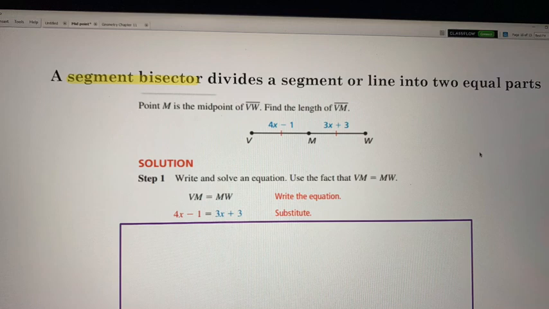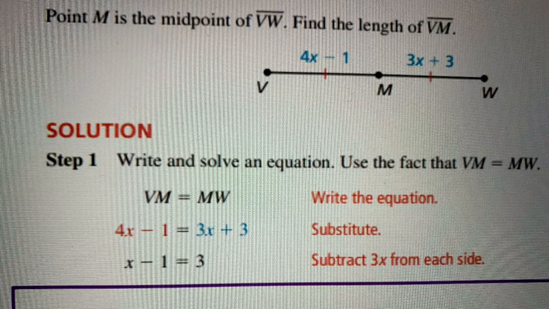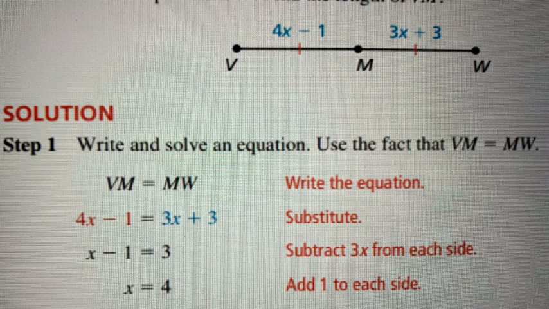And when I do that, I need to solve for x first. So I'm going to go ahead and subtract 3x from both sides, and I get x minus 1 is equal to 3. The next thing I need to do is I need to add 1 to both sides. And when I do that, I get x equal 4. But am I done? No, because I needed to find the distance of VM. So I'm going to substitute 4 in for x. 4 times 4 is 16 minus 1, and the distance of VM is 15.